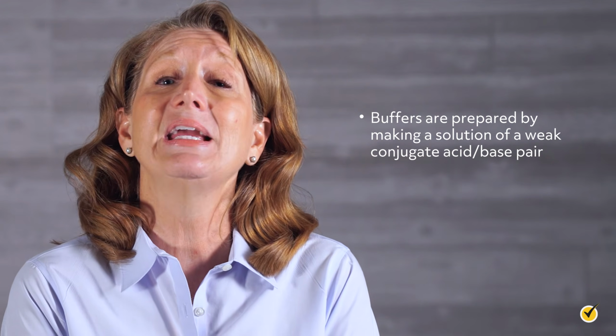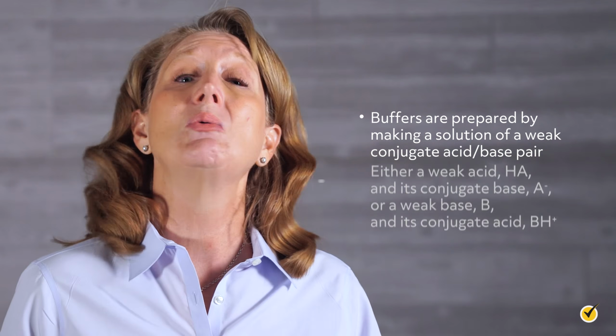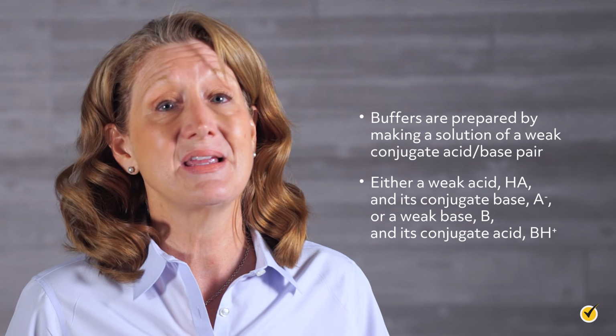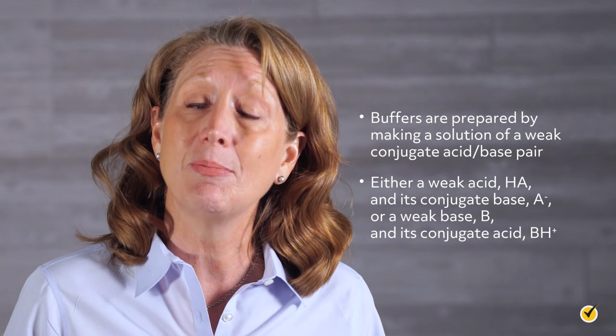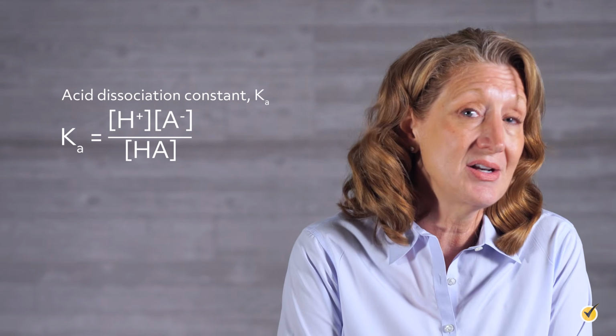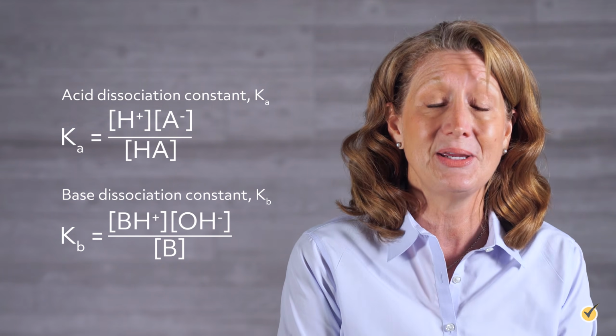Buffers are prepared by making a solution of a weak conjugate acid-base pair. So either a weak acid, HA, and its conjugate base, A-, or a weak base, B, and its conjugate acid, BH+. Remember, weak acids and bases do not significantly dissociate in water. Their equilibrium lies to the left. This is quantified by the acid dissociation constant, Ka, and base dissociation constant, Kb.